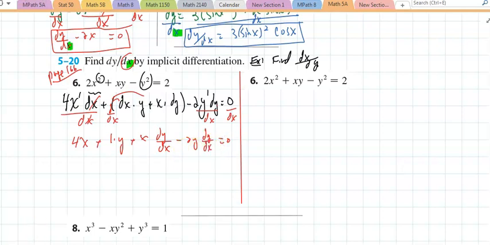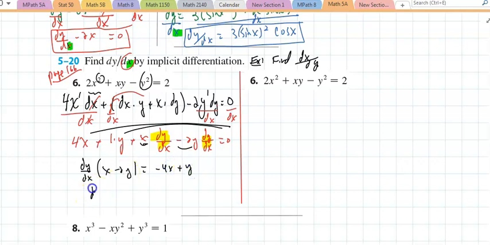And now I need to solve this problem for dy dx. I need to leave this by itself. If I move those two to the right hand side and factor a dy dx, I'll have an x minus 2y equaling negative 4x plus y, and dy dx equal negative 4x minus y, not plus y. You guys be careful. Divided by x minus 2y. Of course, you could take a negative out if you wish. You don't have to. And there it is.